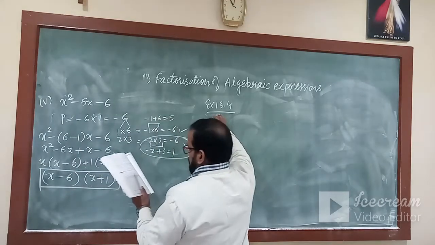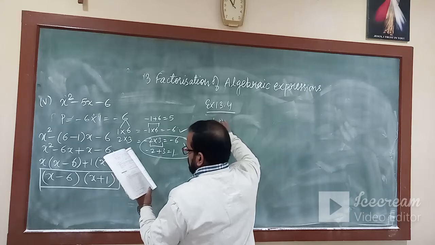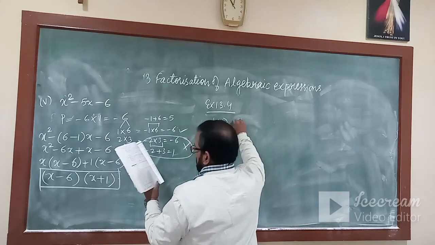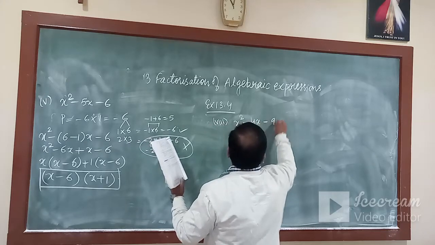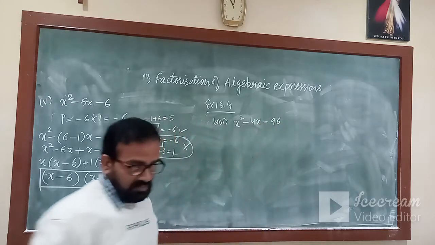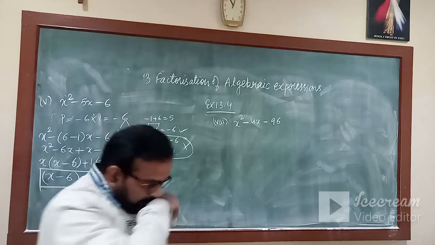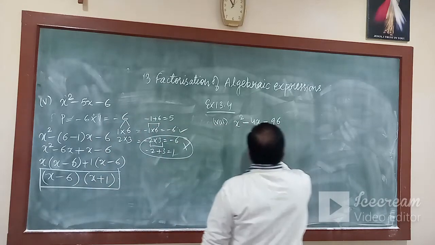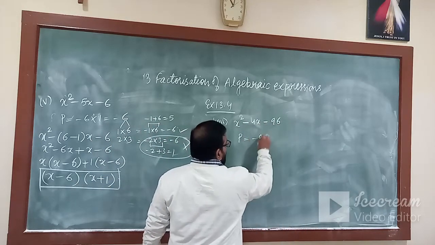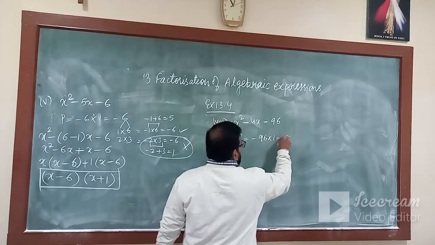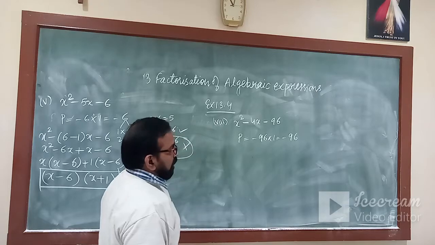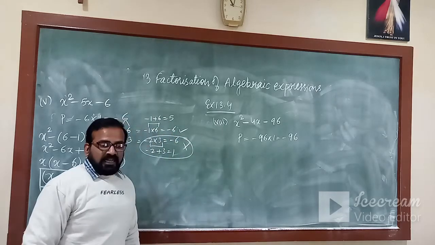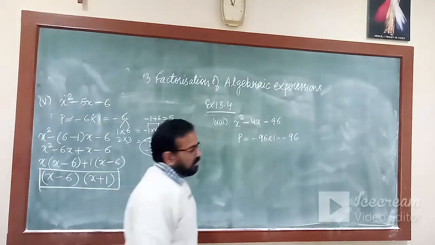Then let's see a few more questions. x square plus 4x minus 96. Okay. So the product is minus 96 into 1, that is minus 96. Now we have to look for those factors of 96 that can give me 4.